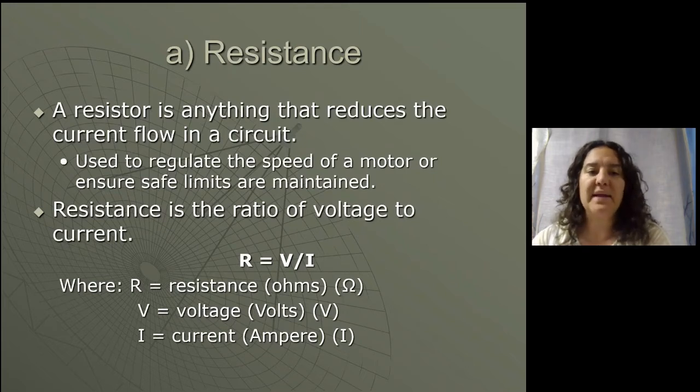A resistor is anything that reduces the current flow in a circuit. Some resistors create light, like light bulbs. Other resistors can create sound. Some resistors create heat, like in your electric stove element. You can also regulate the speed of a motor to ensure that safe limits are maintained. The formula for resistance is voltage divided by current, and this is in your data booklet.